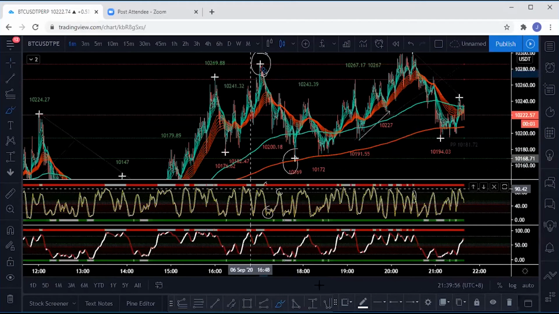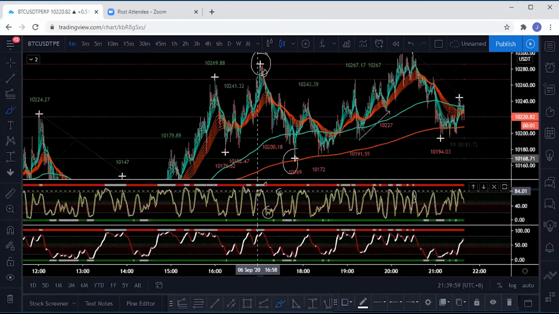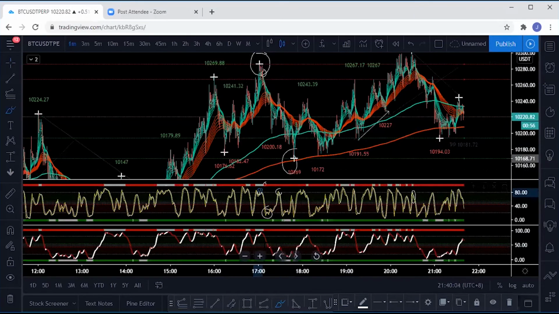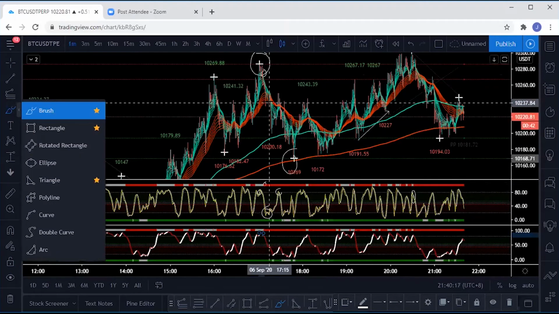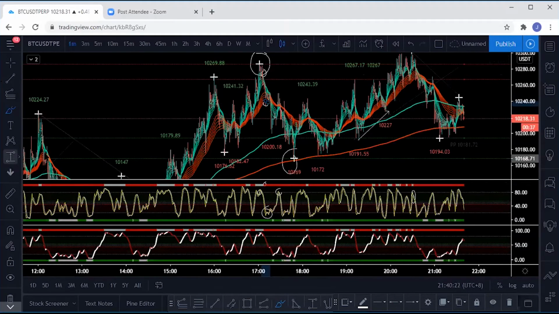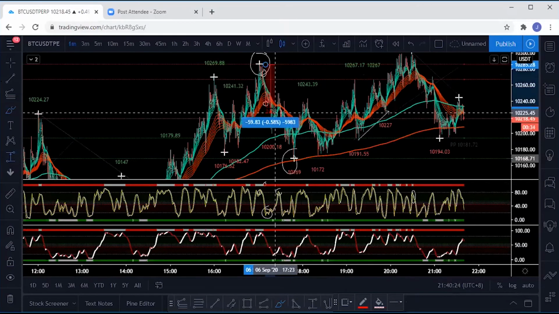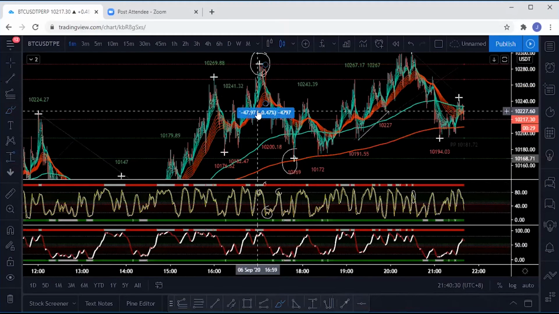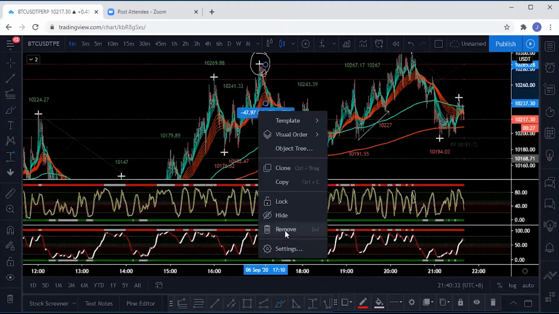RSI crossover in our overbought area. Check. Cross. Check. Red line. Check. The color of our shadow is red. Check. Okay, so that is your first trade. Where are you going to exit? Okay, you're going to exit in our counter cross. So this is our first trade. So your exit point is here. Okay, so that is your first trade in 1 minute. So that is already 47%.